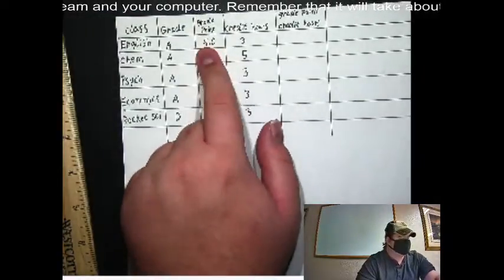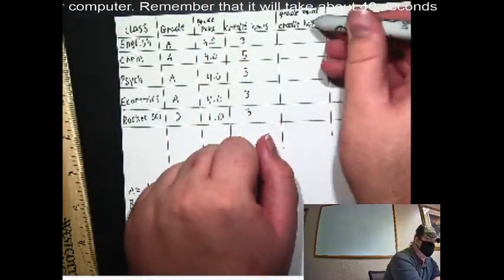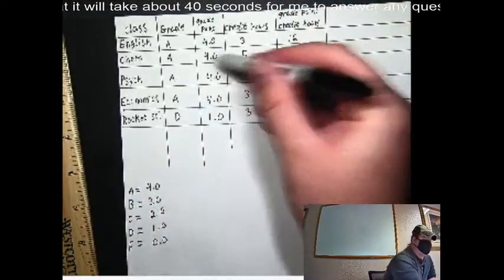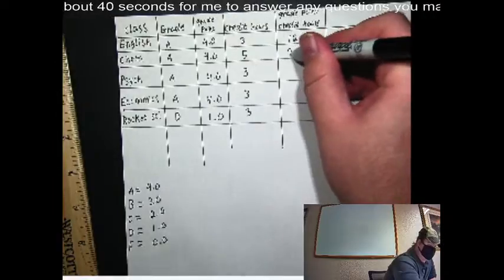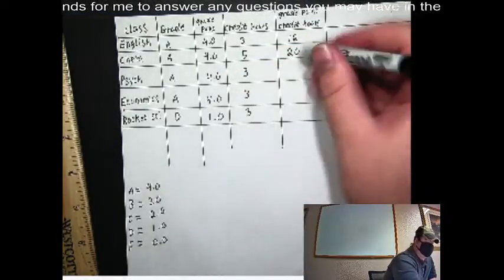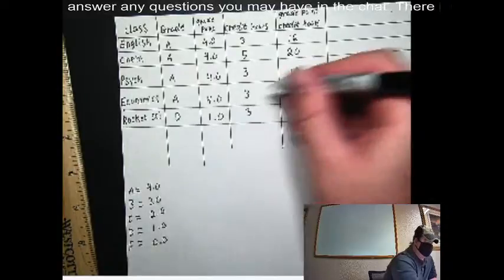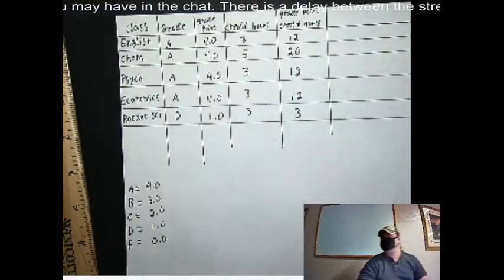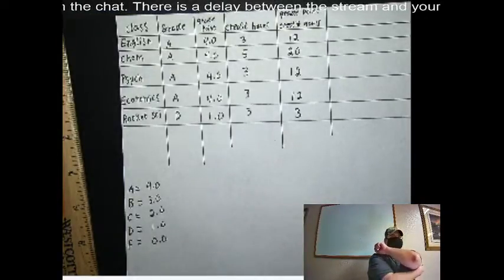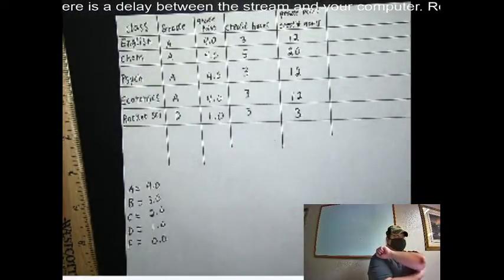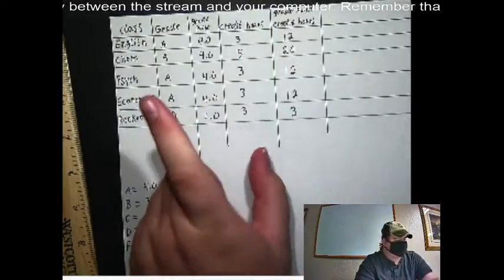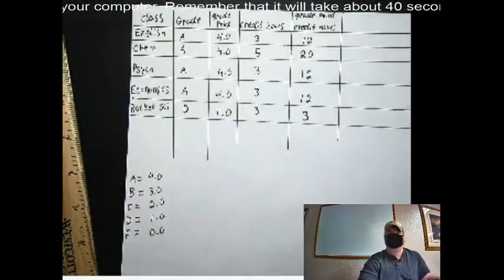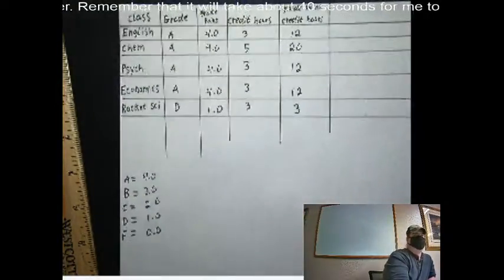So for instance, this one, 4 times 3 is 12 grade point credit hours. Next one, 4 times 5 is 20. 4 times 3 again is 12. Again, we have 12, and then 1 times 3 is 3. Does that make sense? Okay. So now, we have our values, we have our weights, we have our weighted values. Here's how we get a weighted mean.